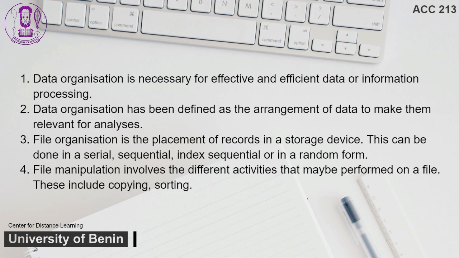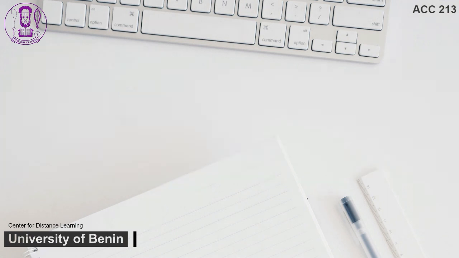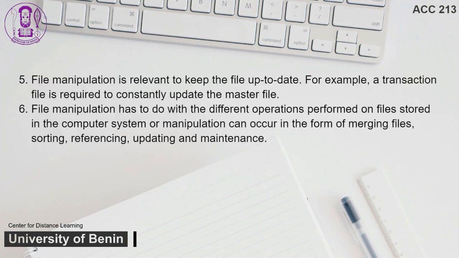4. File manipulation involves the different activities that may be performed on a file. These include copying, sorting. 5. File manipulation is relevant to keep the file up to date. For example, a transaction file is required to constantly update the master file. 6. File manipulation has to do with the different operations performed on files stored in the computer system, where manipulation can occur in the form of merging files, sorting, referencing, updating, and maintenance.